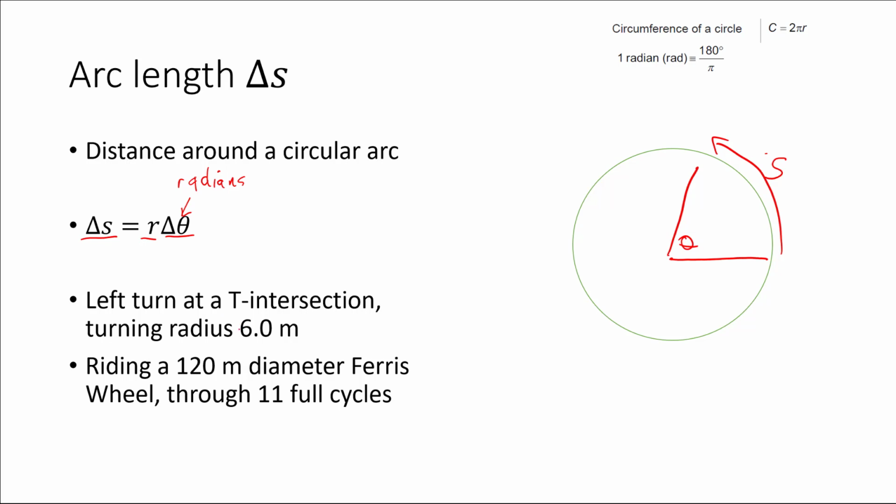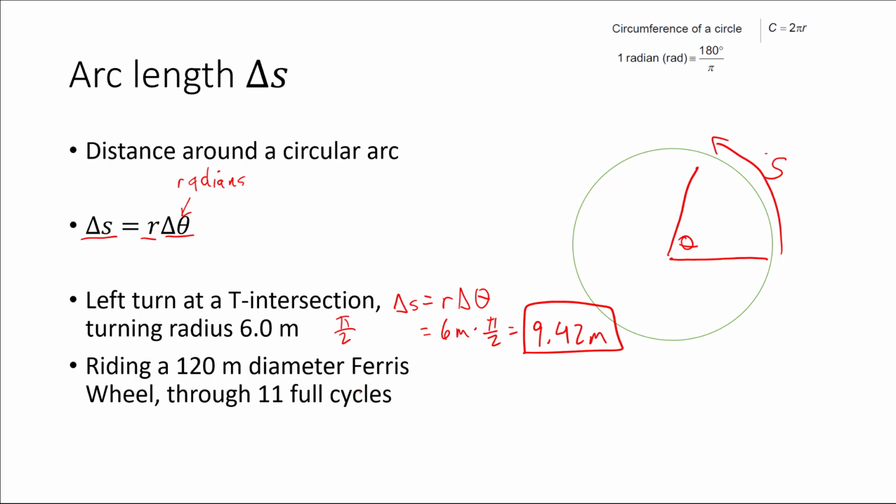So let's identify the arc lengths for these two. A left turn at a T intersection with a turning radius of 6 meters. We know that was pi over 2 radians. If we want to find the total distance traveled, delta S is equal to R times delta theta. So it's just going to be 6 meters times pi over 2 radians. That's about 9.42 meters.